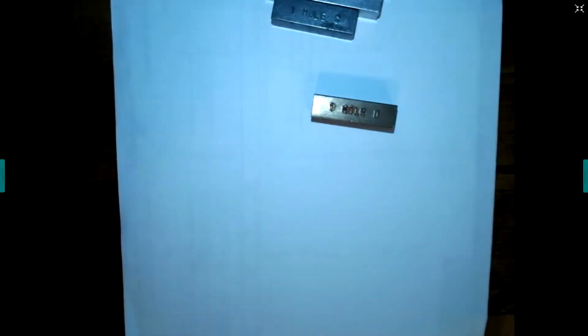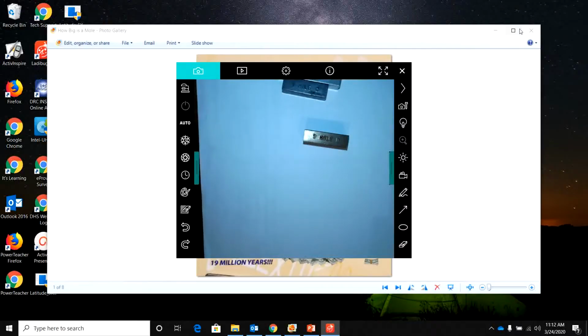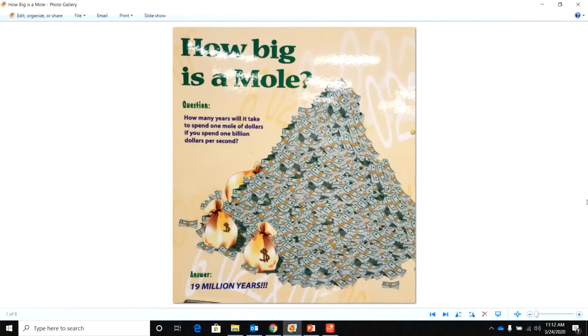The second thing I wanted to show you is the poster that I keep on my whiteboard. This poster is all about moles, but I'm focusing on one part of the poster, and this is just to give you an idea of how big Avogadro's number really is. So imagine you have a mole of $1 bills. So you have 6.022 times 10 to the 23rd dollars.